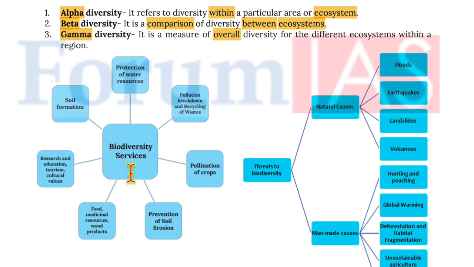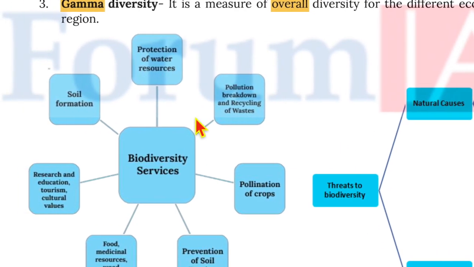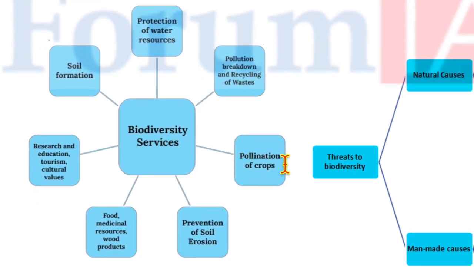Now, for biodiversity services, we have protection of water resources, pollution breakdown and recycling of waste, pollination of crops, prevention of soil erosion, food, medicinal resource, wood products, etc., research and education, tourism, cultural values, and soil formation.